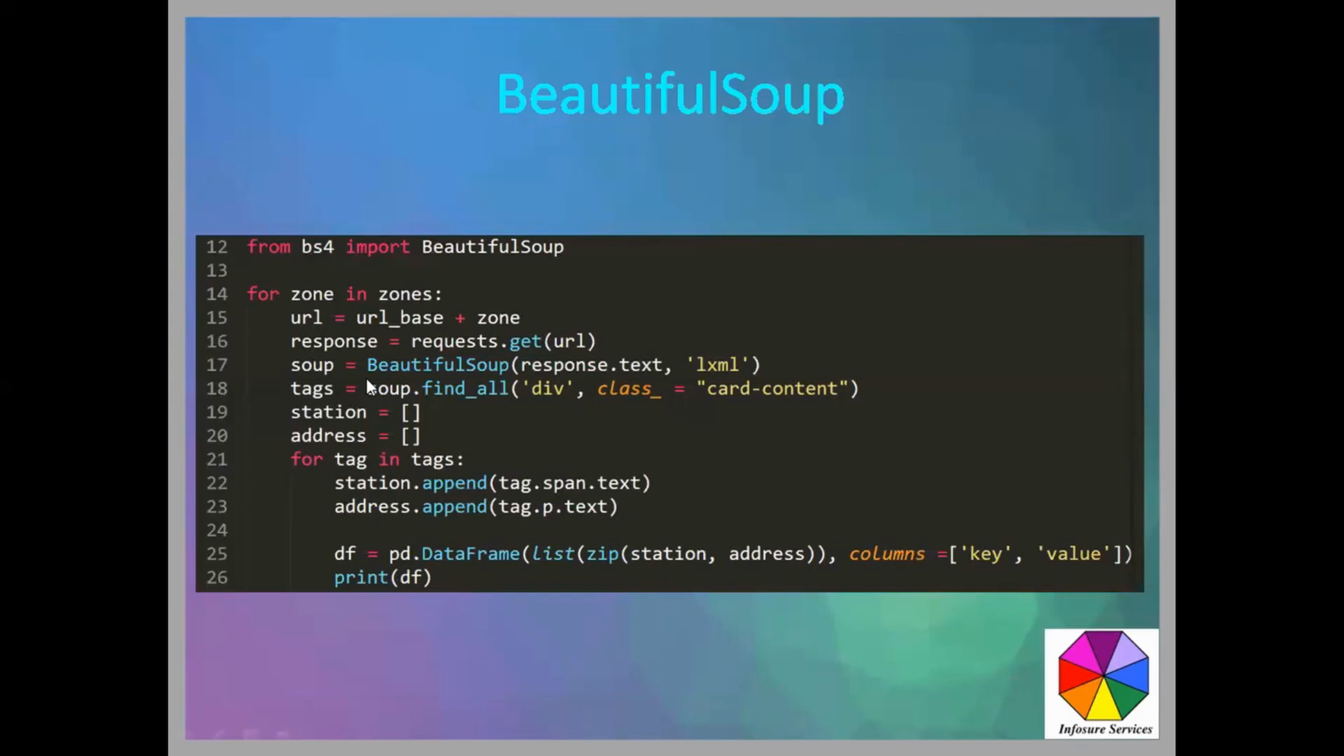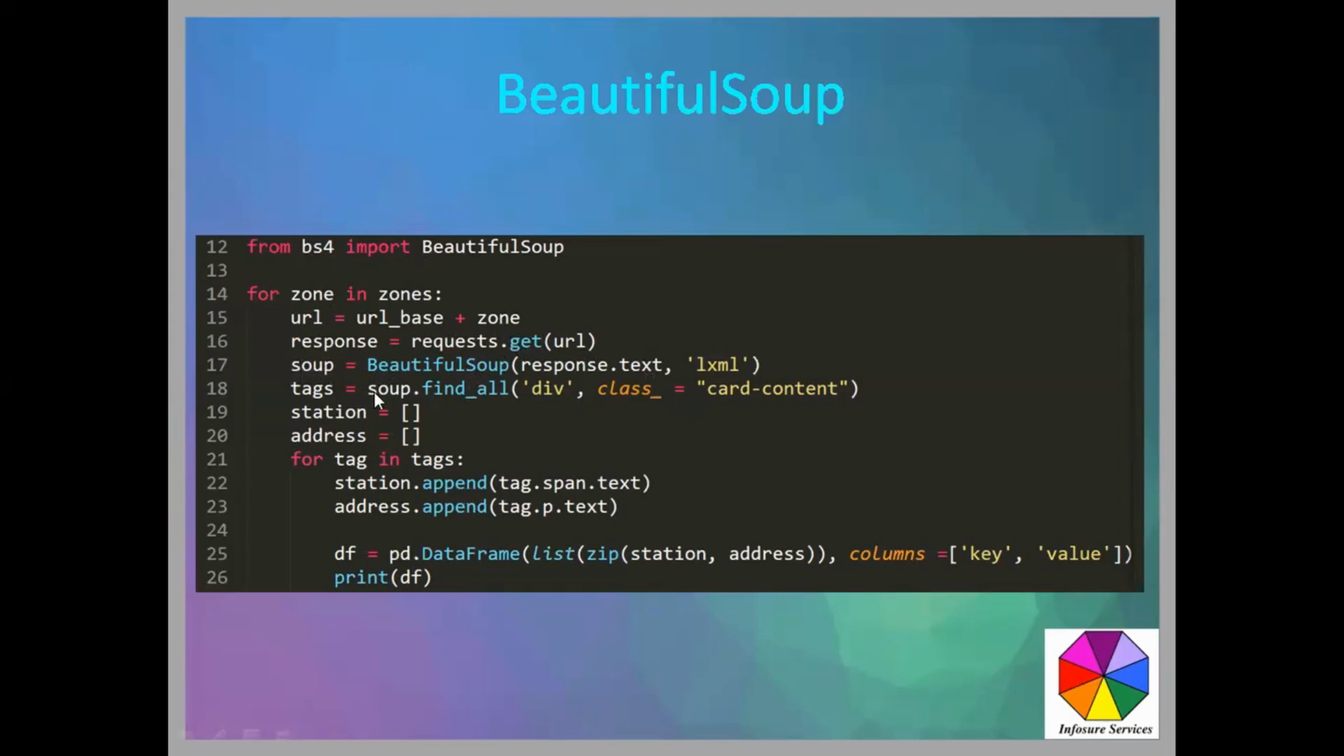So simply it is the same code here. I am going to use Beautiful Soup. I have requests.get with the URL, the URL as a base and a particular zone. We're passing the URL, getting the response of that URL, passing the response to Beautiful Soup, and there goes the entire content into my soup object.